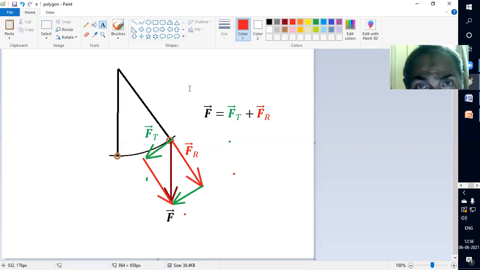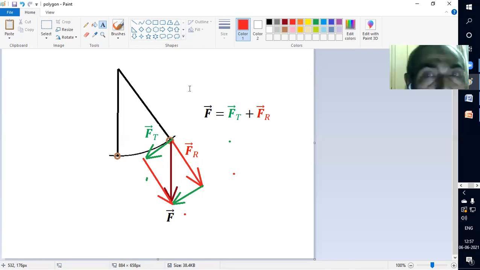And according to the figure, if you add the green color vector with the red color vector, the sum is going to give you the resultant force, that is the gravitational force. So the gravitational force is divided into two parts. And these two parts are called the radial component and the tangential component. The tangential component is along the tangent of the circle, and the radial component is along the radius of the circle.